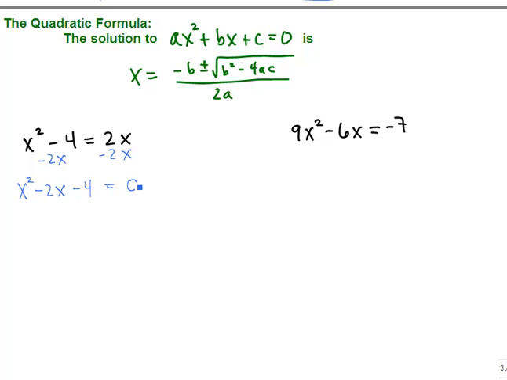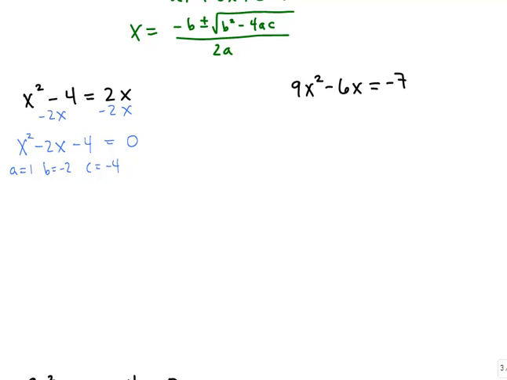set equal to 0. So if we put it in this form, then the leading coefficient, which in this problem is 1, that's your a. The middle coefficient, which is negative 2, that's your b, and the constant on the end, that's your c. So c is negative 4. So now we're ready to apply our formula.